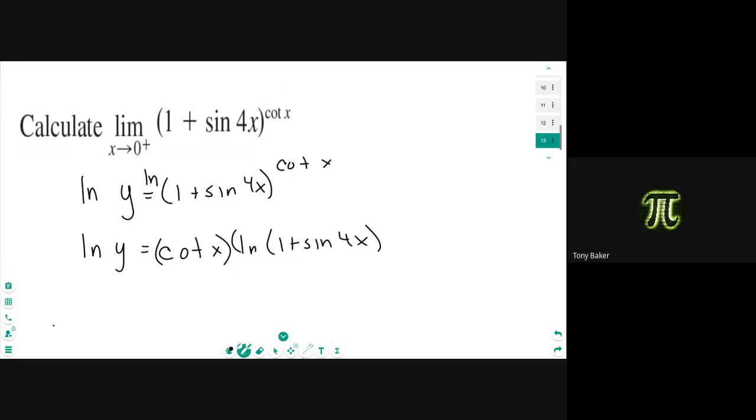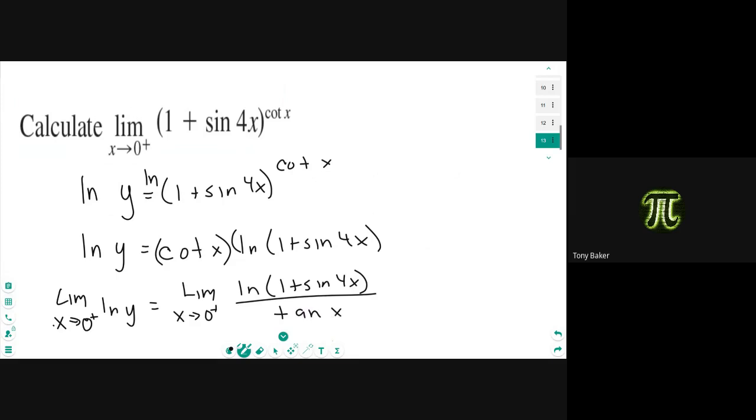But we're going to actually change this in a second anyway. Remember, whenever I'm doing L'Hopital's rule, I want fractions, right? So I have the limit as x goes to 0 of ln of y equals the limit as x goes to 0 of ln of 1 plus sine 4x over tangent of x.